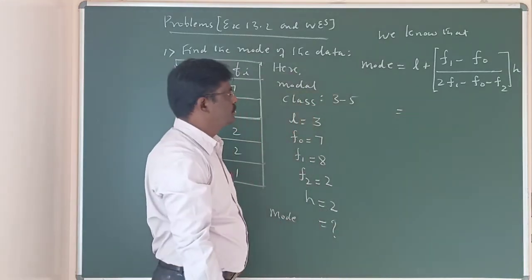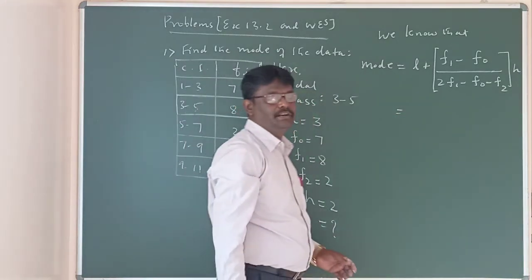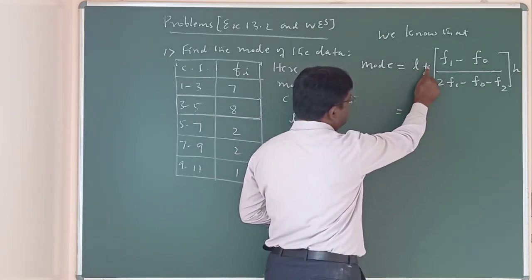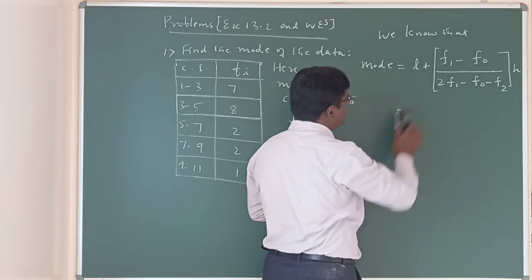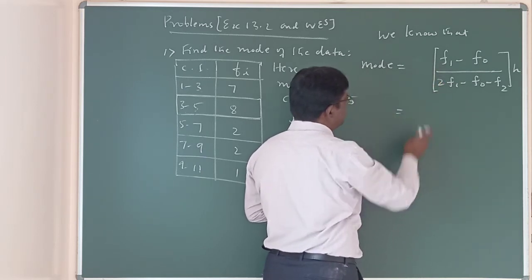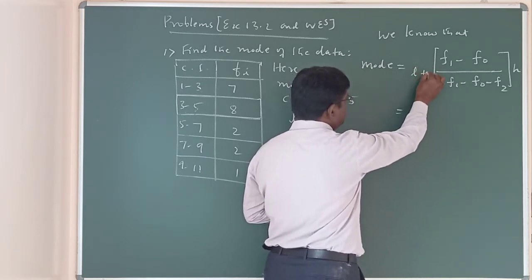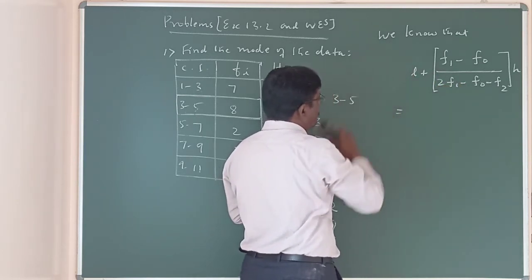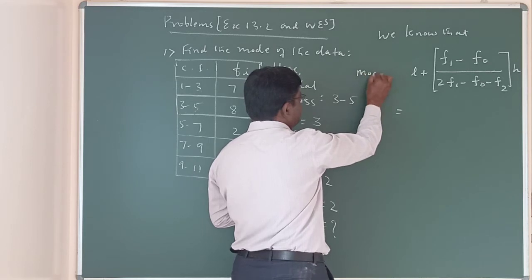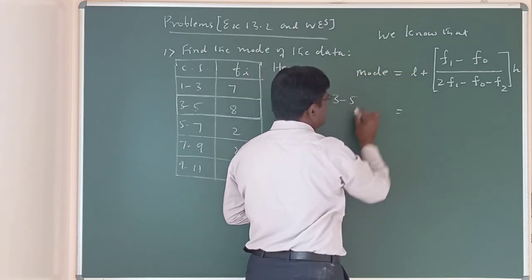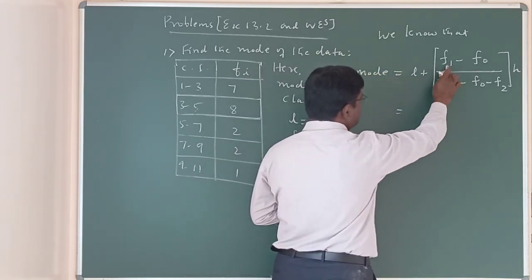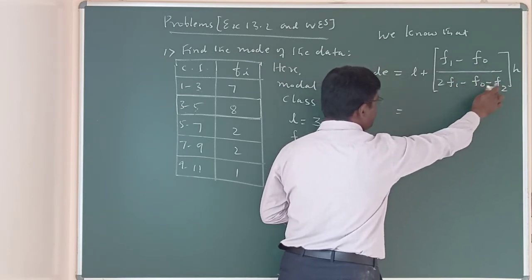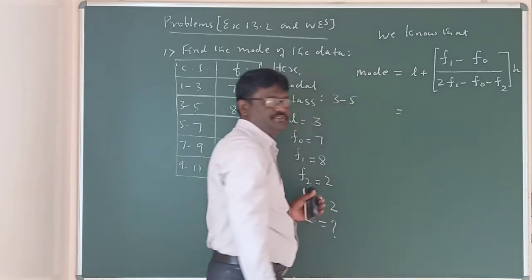Here I made a little mistake in writing. The plus and the division line should be properly aligned, L plus and the division line, and even the mode. Just a discipline. That's all. Mode equal to L plus F1 minus F0 divided by 2F1 minus F0 minus F2, into H.